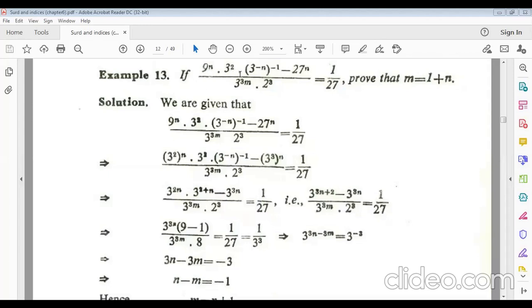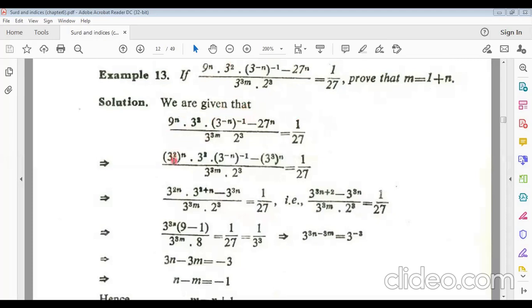Now another example: if 9 to the power n into 3 square into 3 to the power minus n to the power minus 1, minus 27 to the power n, divided by 3 to the power thrice m into 2 cube, equals 1 by 27, then prove that m equals 1 plus n. Okay, m equals what? 1 plus n. We have to prove this. Now we are given this one.